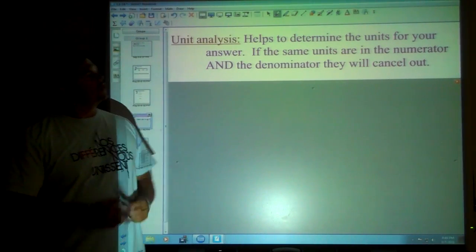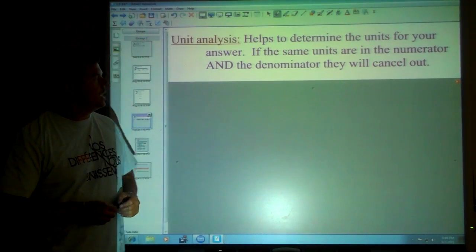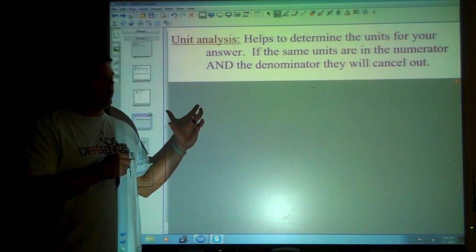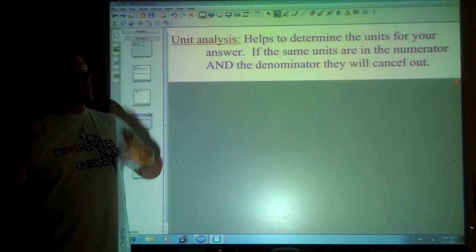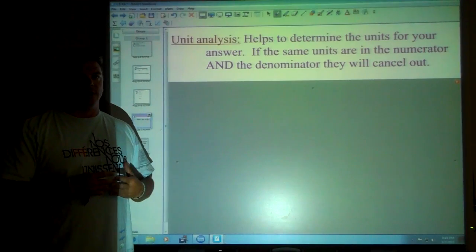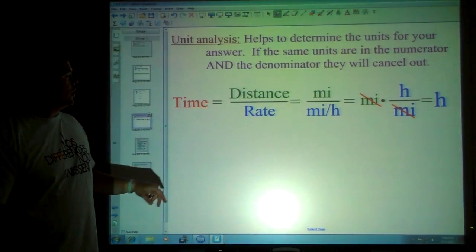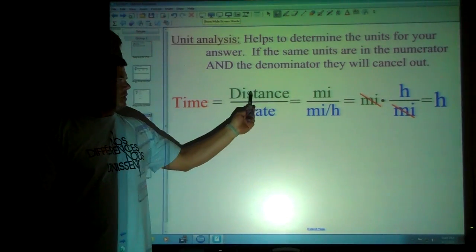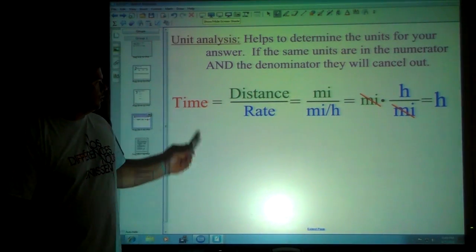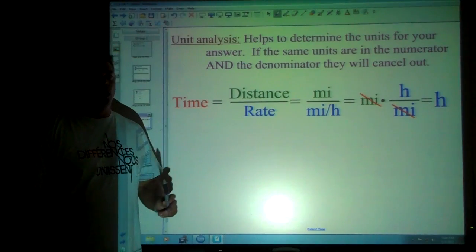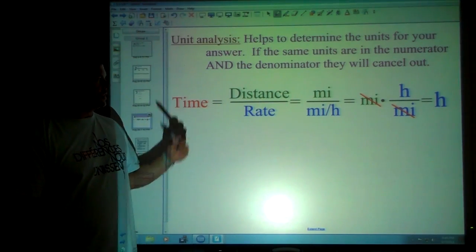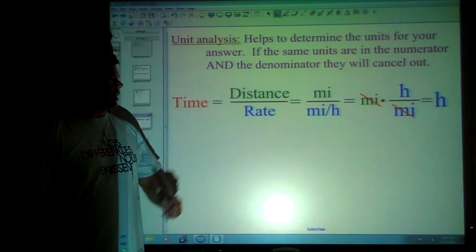Unit analysis helps us to determine the units for your answer. If the same units are in the numerator and in the denominator, then they will cancel each other out. Alright, so here's an example, and I'll elaborate on this example. Say we started off and we had time is equal to distance divided by rate, which is T equals D over R. That's one of our main formulas for distance. Time equals distance divided by rate.